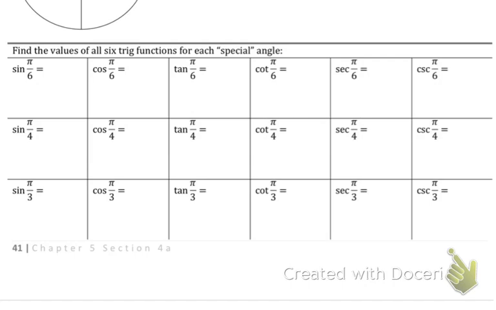So since we already know how to find our x values, we know how to find our y values because we memorized those around the circle. We can find all the other ones to our special angles. They're just the ones that come out to nice numbers.